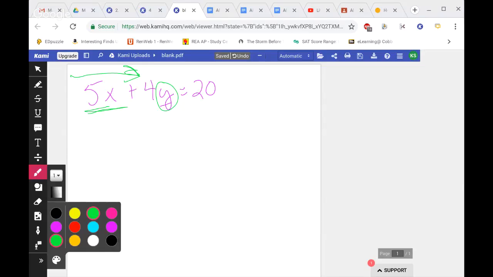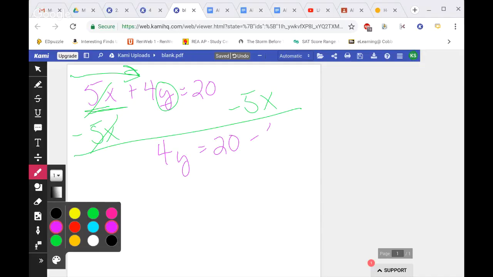What's happening here? They're multiplying. Well, 5 times x, they're definitely multiplying, but adding. They're adding that to 4y, aren't they? So how do we undo addition? Subtraction. Good job. So we're going to subtract 5x, and whatever we do to one side of the equation, we have to do to the other. So that gets rid of that part. So now we're left with 4y equals 20 minus 5x.